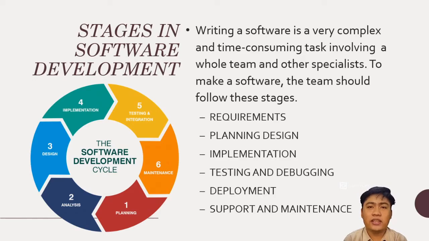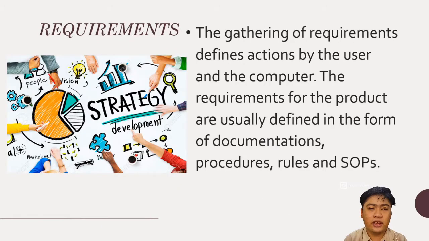Let's have first the first stage, the requirements. In requirements, the gathering of requirements defines actions by the user and the computer. The requirements for the product are usually defined in the form of documentations, procedures, rules, and SOPs, written in English or any other language, which can be done through interviews, observations, or surveys. There is no programming done at this stage.